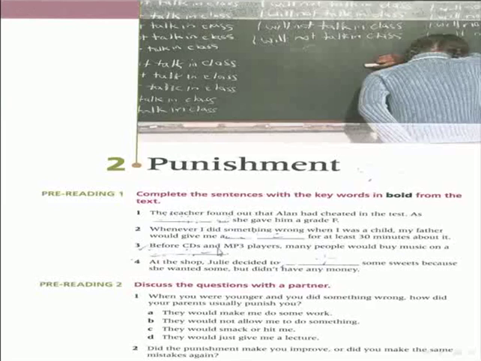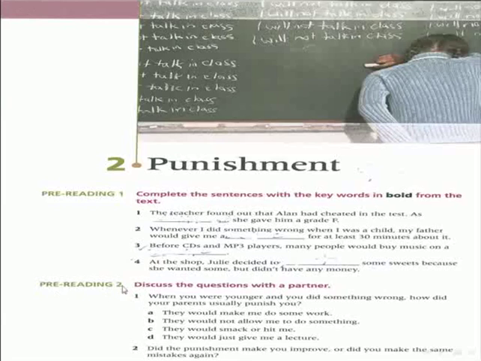3, before CDs and MP3 players, many people would buy music on a cassette, right? Before the CDs and before the MP3 players that we use these days. A long time ago, people used to have cassettes, right, for the tape recorder. Number 4, at the shop, Julie decided to shoplift some sweets because she wanted some, right? Shoplift means to steal. But she didn't have any money, right?